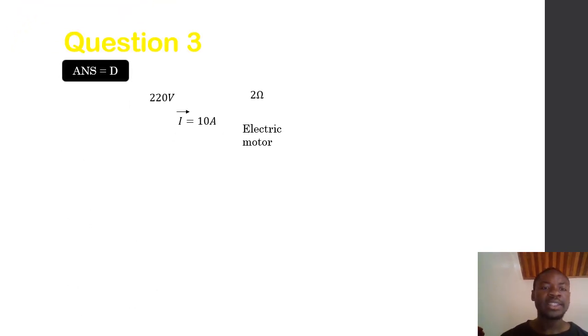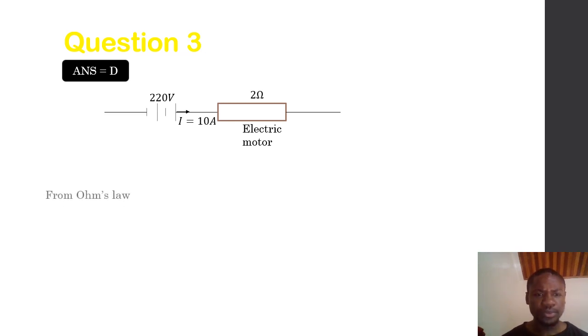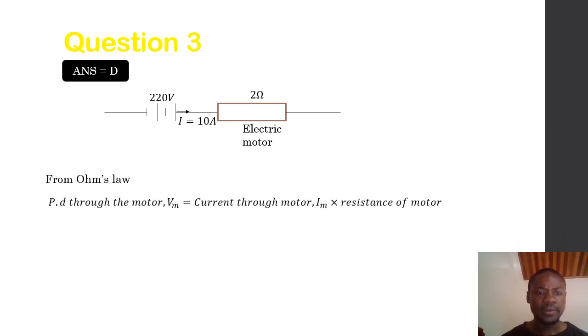So question 3, the answer is D. And that's the diagram there. So you have an electric motor which is supplied by a potential difference of 220 volts. A current of 10 amperes passes through the 2 ohm electric motor. So from Ohm's law, we have the PD through the motor, Vm, is equal to the current through the motor, Im, times the resistance of the motor. So the PD through the motor will be given by 2 times 10, which is equal to 20 volts.